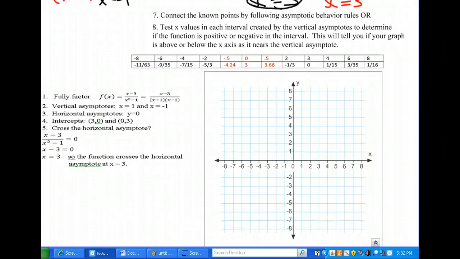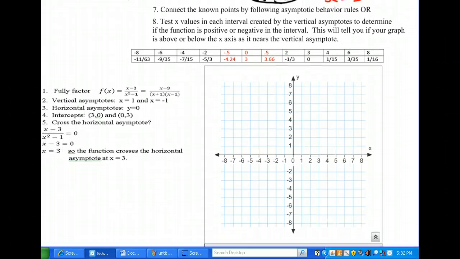And so our next step is to connect the known points, and usually we will create a table for each side of the vertical asymptotes. In this case, we have 2 vertical asymptotes, so we'll have 3 sections. So first of all, let's draw the vertical asymptotes.